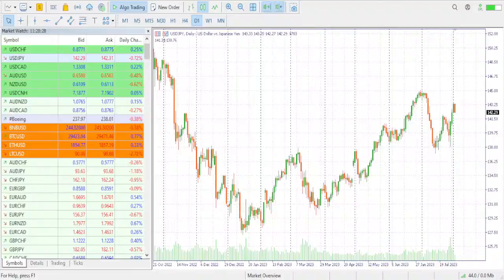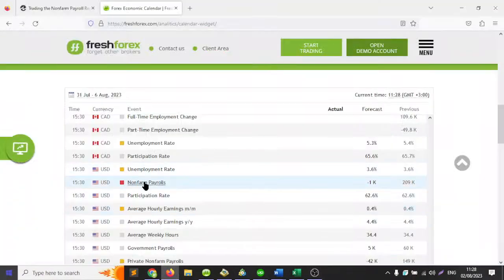Let me show you my screen. Like you have seen here, you can see that the news is going to be at this time. This is the normal Moscow time. This is when the news is going to be released.